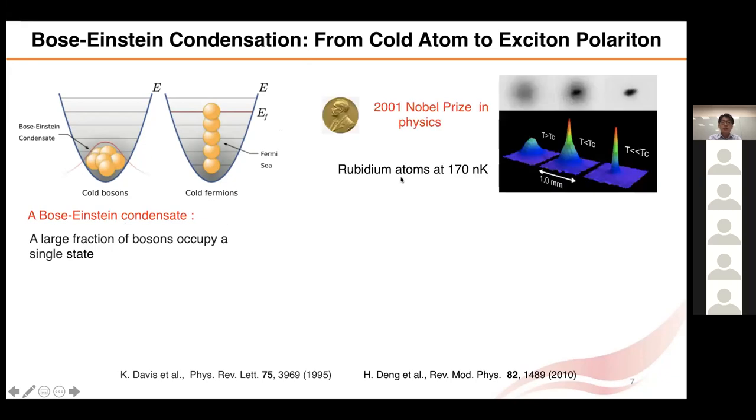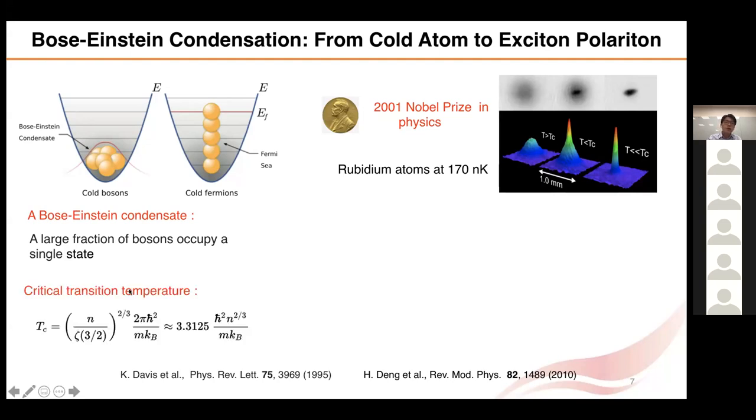So this phenomenon was actually first demonstrated in an atomic system, in rubidium atoms, at very low temperature, close to absolute zero. As you can see here, by decreasing the temperature to this transition temperature, a large fraction of rubidium atoms can occupy the ground state to form a condensate. So this phenomenon was actually awarded the Nobel Physics Prize in 2001.